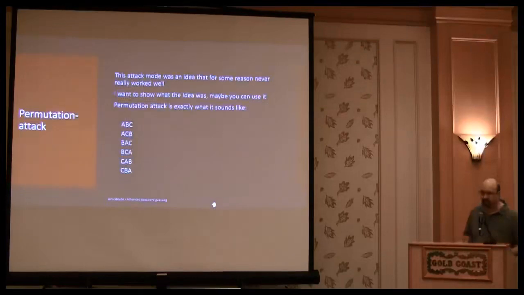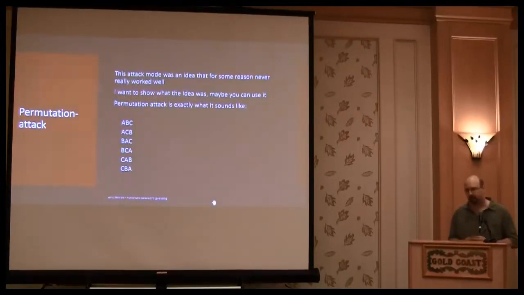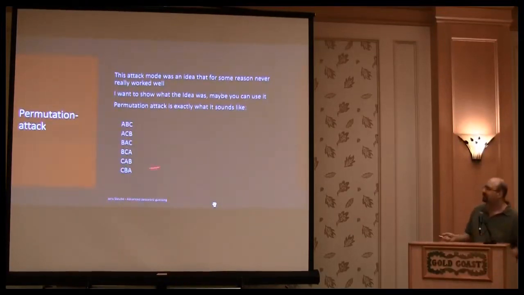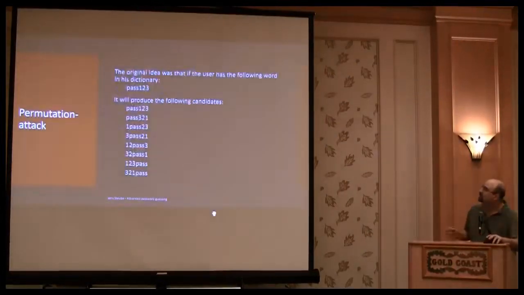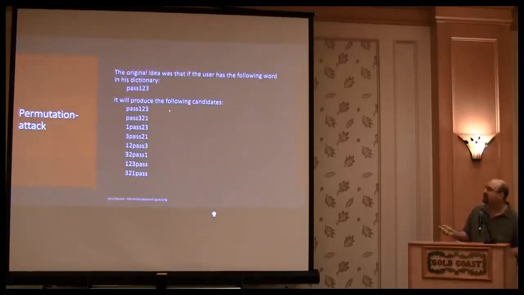The permutation attack is something that never worked really well for me. I thought it would work very well, but it didn't. So I removed it from OCL Hashcat, but I'll show you what the idea was behind it. So a simple permutation, I think this is clear. The result is, for example, if you have this word in your dictionary, it results in all these candidates, including ours.